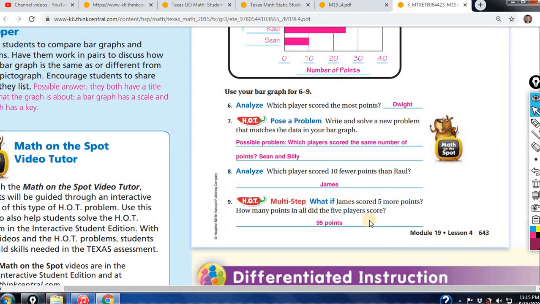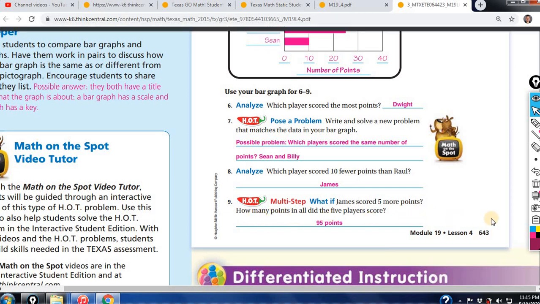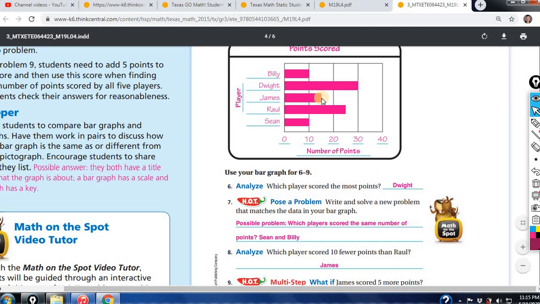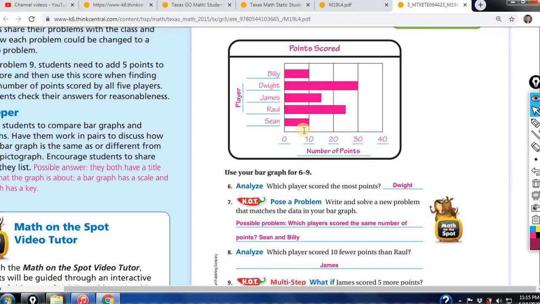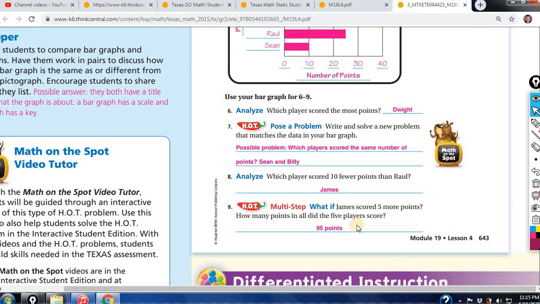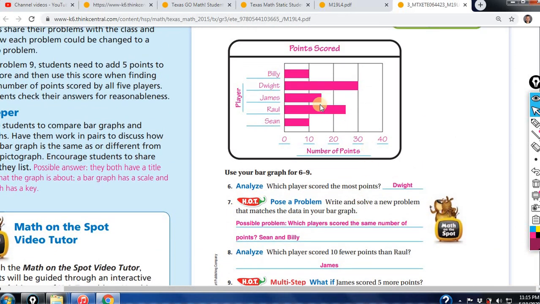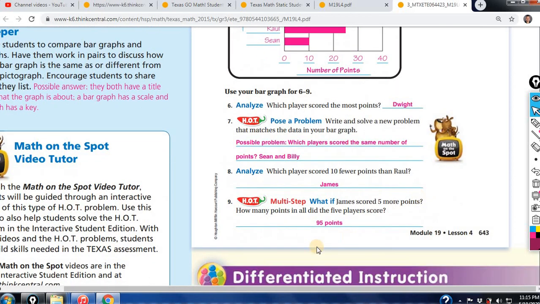The next one. What if James scored 5 more points? How many points did all the 5 players score? So James, you would add 5 more. So James would go to 20. Then you would add them. 10 plus 30 is 40. And 40, 70, 80, 95. It'd be 95, because it says, what if James scored 5 more? So James would be 20. Okay? And when you add them all up, it's 95. That's your answer right there.